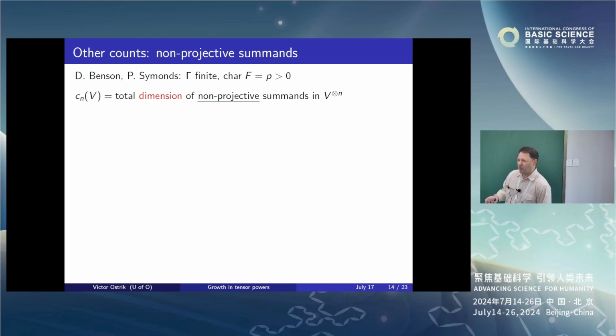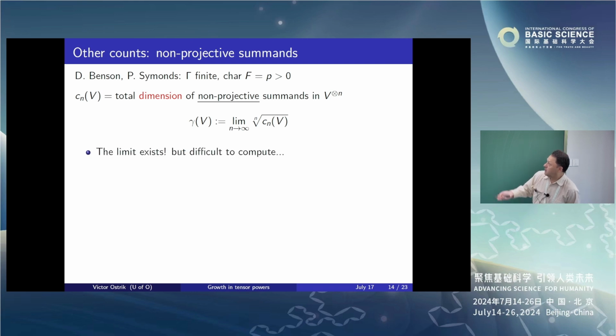And actually, not count them. They really want to take the total dimensions, so just take the sum of dimensions of these summands. It's going to be important. And then you define the invariant in the same way. Again, I expect the sequence to grow exponentially, and in order to measure the rate of this exponential growth, I compute this limit.